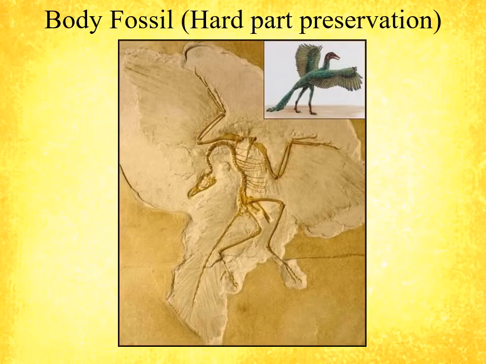Here you can see a body fossil of Archaeopteryx. You can see that all the hard parts, all the bones, along with the soft parts, that is the feathers, are very well preserved. You can very well see these feathers. So there is a body fossil almost entirely present. Only the soft muscles are not preserved.